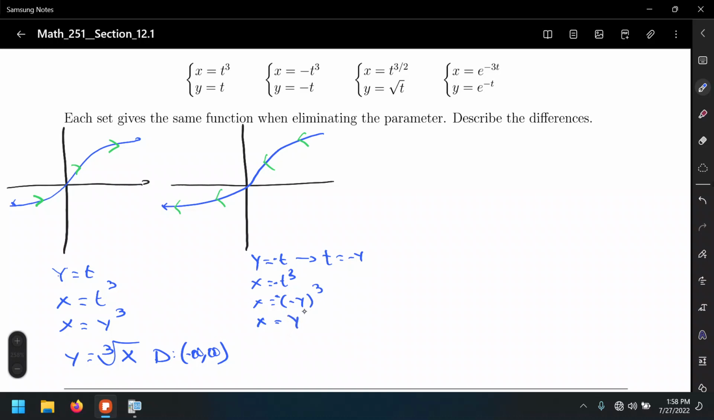Y cubed is still going to remain negative, but times the negative outside of the parenthesis is going to become positive. And well, that's the same function, cube root of x, whose domain is also negative infinity to positive infinity. But in this case, the particle travels from right to left as opposed to left to right in the previous case.